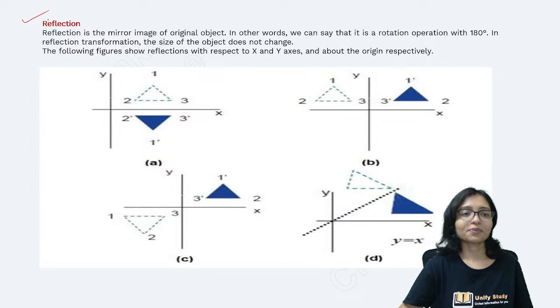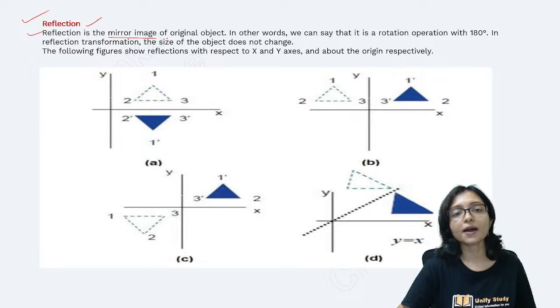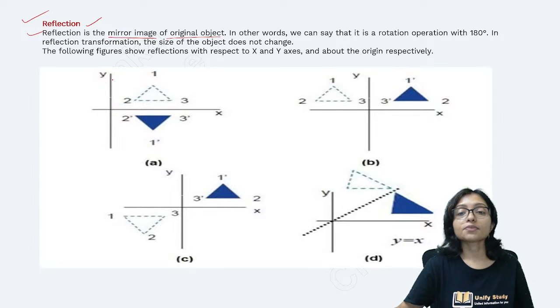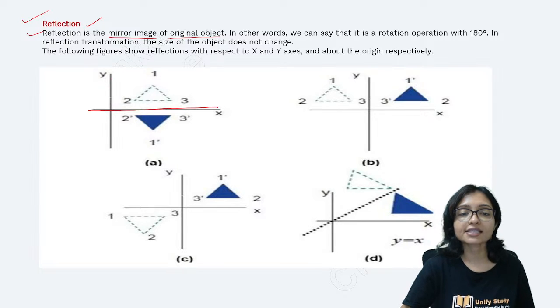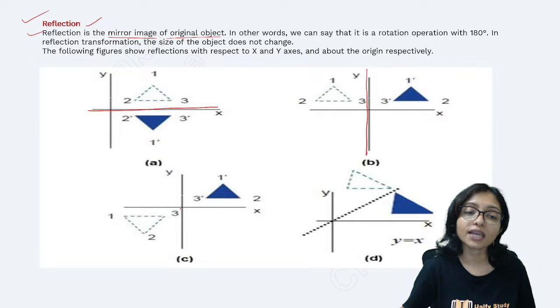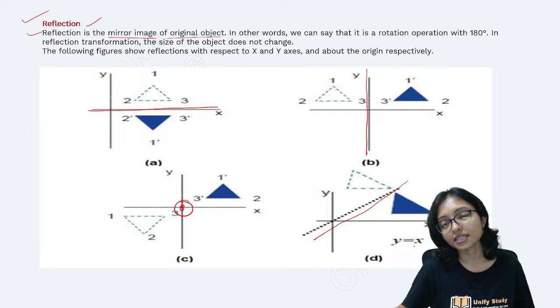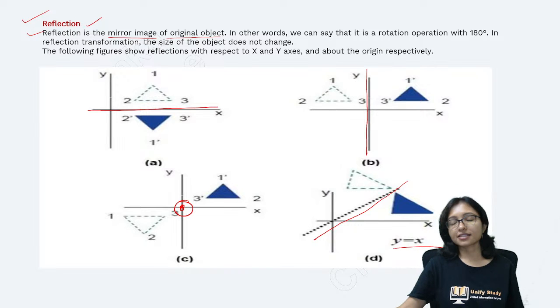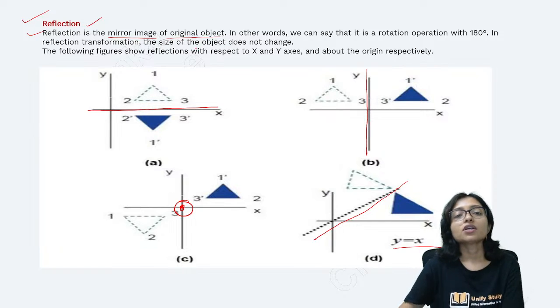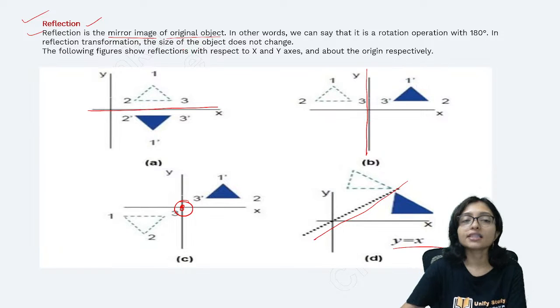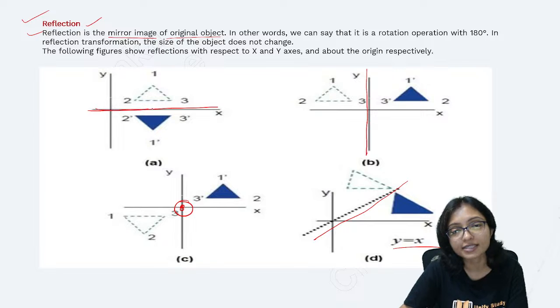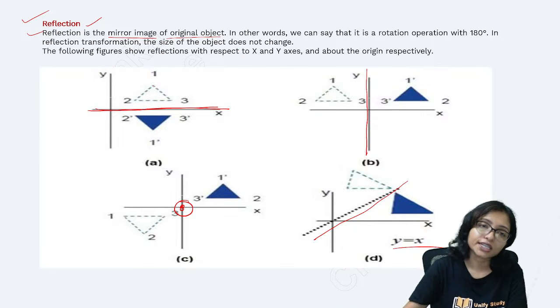Where is the problem? Reflection. Here is the reflection. Reflection is the mirror image of the original object. So here you can see this is the mirror image. This mirror image can be about the x-axis, about the y-axis, about both x and y, meaning about the origin point, and it can also be about the line y equals x. So whenever I am doing reflection, it is working as a mirror. Then how will the values change?